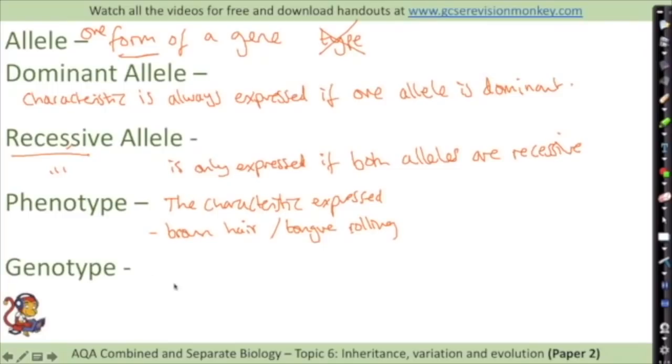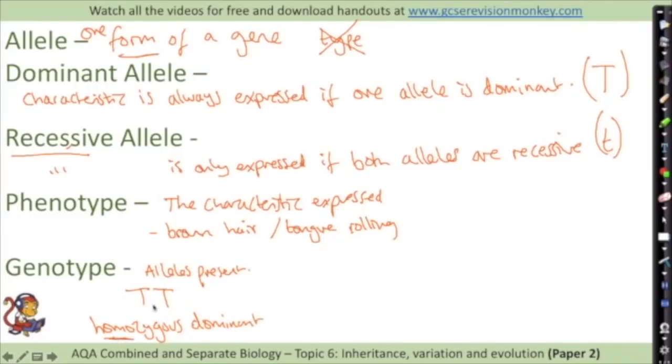A genotype is the alleles present at the genetic level. So your genotype, for example, if we're looking at tongue rolling, could be TT, two capital T's. I forgot to mention up here that when we express alleles as letters, a dominant allele is a capital letter and a recessive allele is a lowercase letter. So here we've got TT. This would be called homozygous dominant.